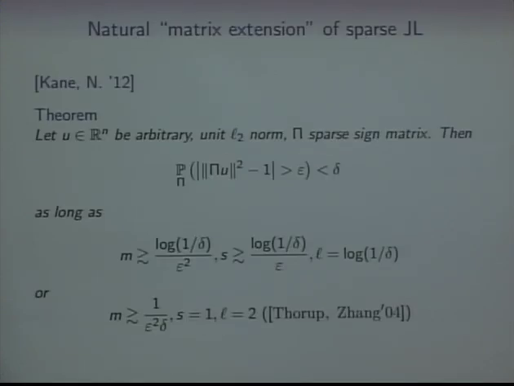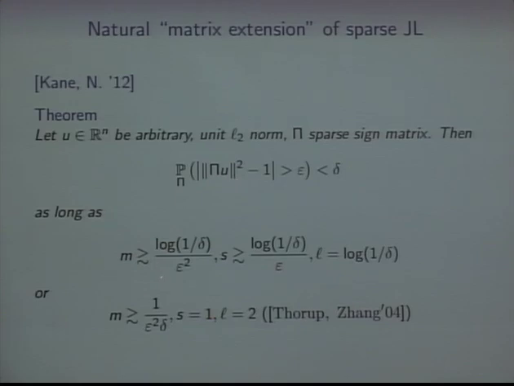So next, what do I want to do? That's all I want to say about generic sparse JL. So let's move into something else. I claim that there's a natural matrix extension of the sparse JL lemma. So what's the lemma I just claimed? If you pick an n-dimensional unit vector and pi is a sparse sign matrix, namely the matrices I showed you before, then with high probability you'll preserve the norm of u.